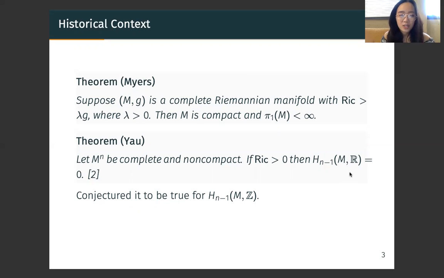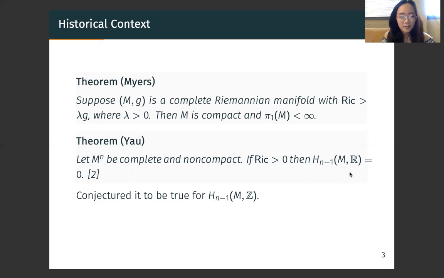So similar to Shen-Sormani's theorem, we have this geometric assumption of Ricci greater than lambda G, and then we have the topological conclusion, M is compact and the fundamental group is finite.